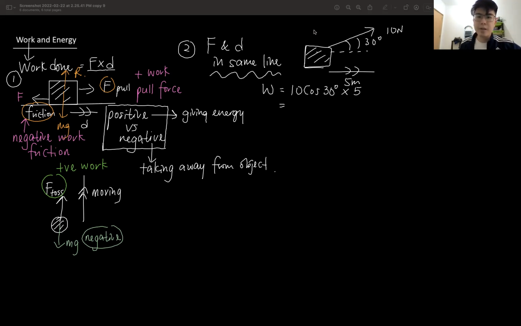Again, after you resolve it, your force will be horizontal. This is the horizontal component, and it is in the same direction as the distance. So again, this would be a positive work.